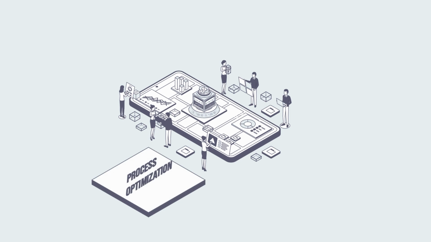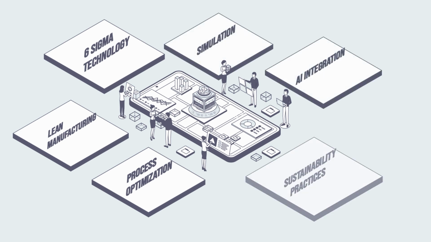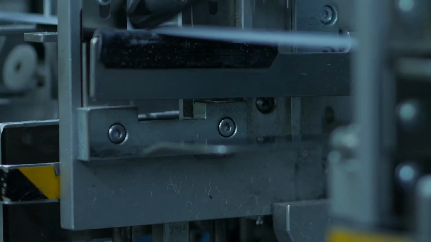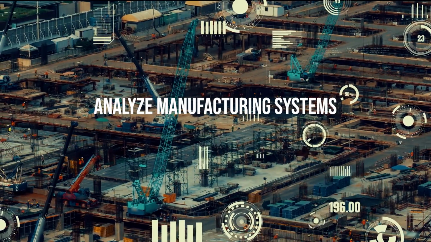a comprehensive exploration of process optimization, lean manufacturing, Six Sigma, technology integration, simulation, artificial intelligence integration, and sustainability practices. From process optimization to lean manufacturing and everything in between, this course covers the essential aspects of manufacturing systems. You'll emerge with a solid understanding of how to analyze and improve manufacturing systems.